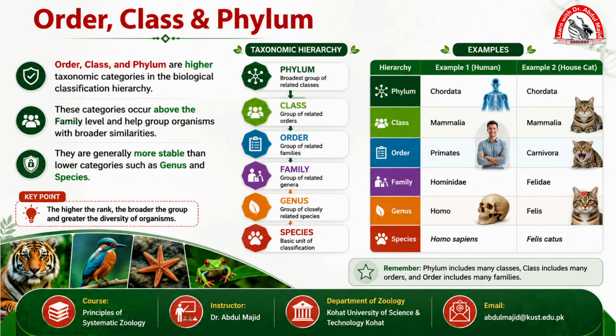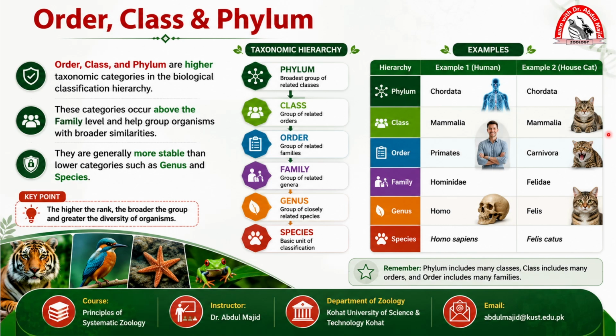A phylum is a very large category that contains many related classes. For example, Chordata includes animals with a notochord, such as fishes, birds, reptiles, and mammals. Inside a phylum, we have a class. Class Mammalia. A class contains related orders. For example, Mammalia include animals that have hairs and mammary glands.